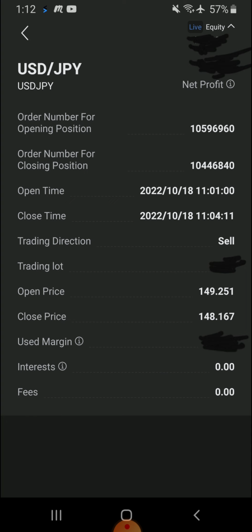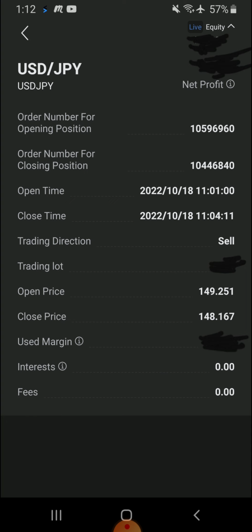It has the order numbers, the time open, time out. This is from my work profile, from Top 1 Markets. The execution was fast, there was no delay. It has pretty good spreads for most pairs. I think it's the second best I know, to be honest, 100% honest.